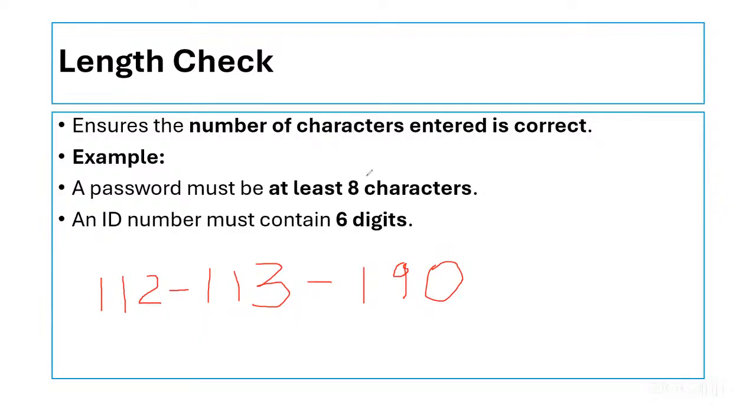Remember that in this case, these are also characters, right? So it's 1, 2, 3, 4, 5, 6, 7, 8, 9, 10, 11. So if they're using a presence check, they should be checking that you're entering no less than 11 characters. All right, cool.